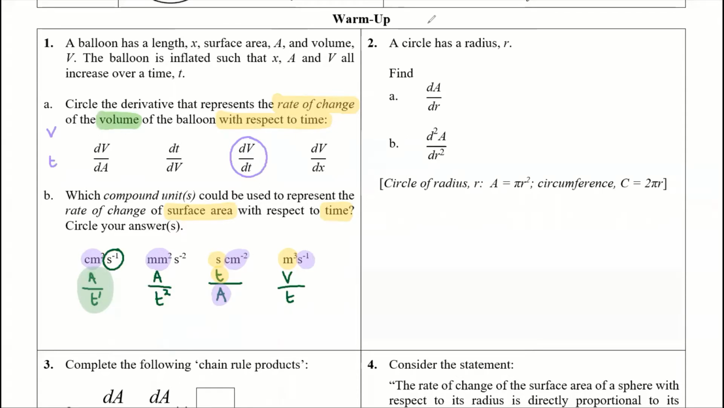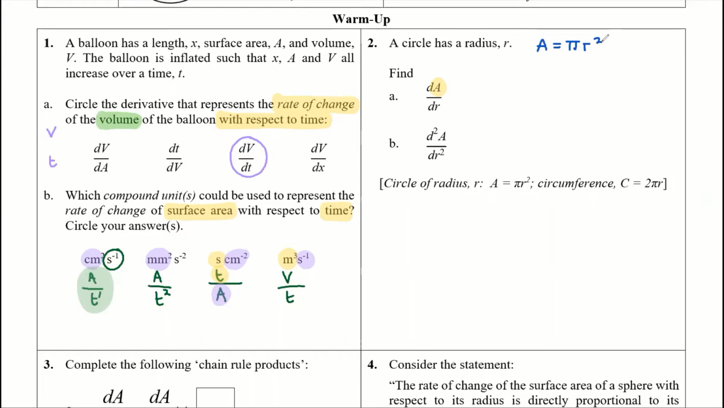Let's have a look closely at this. What do we have to find? Well, we have to find dA by dr. Well, A, which, as we've just established, is area. We're going to use the letter A to represent area. I'm going to need to know what the formula for the area of a circle is. So I'm just going to jot that down. So A equals pi r squared.